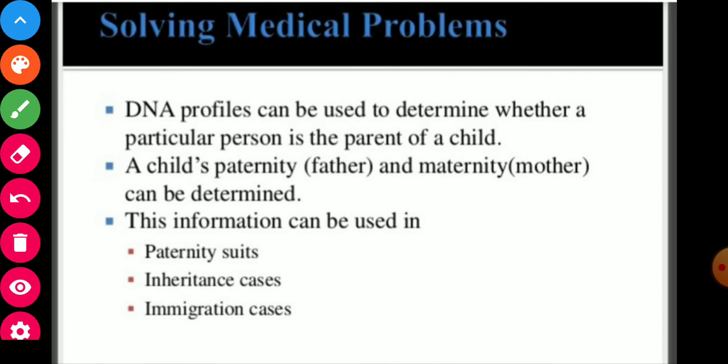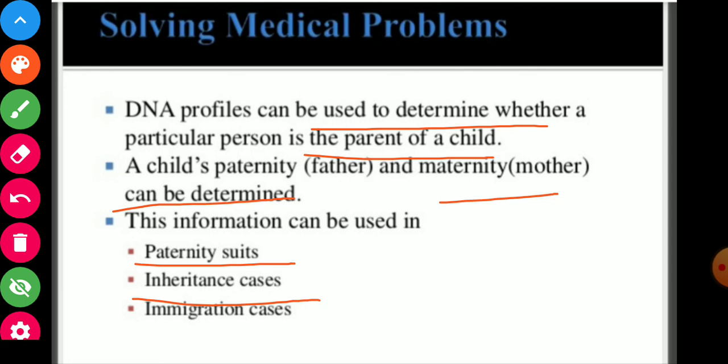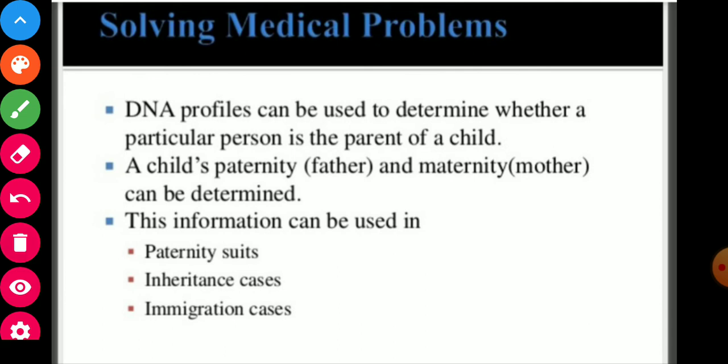Solving medical problems by DNA fingerprinting. DNA profiles can be used to determine whether a particular person is the parent of a child or not. Paternity, meaning father, and maternity, meaning mother, can be determined by matching the profile of the child with the mother and father. This information can be used in paternity, inheritance cases and immigration cases. So this is also used in these cases.